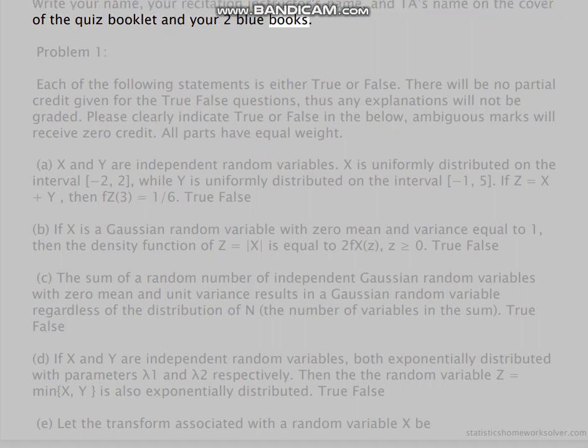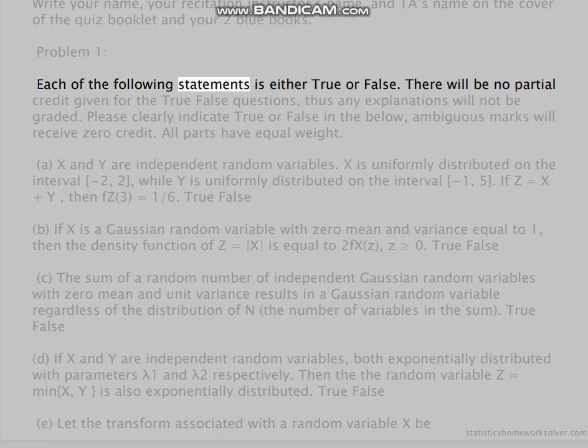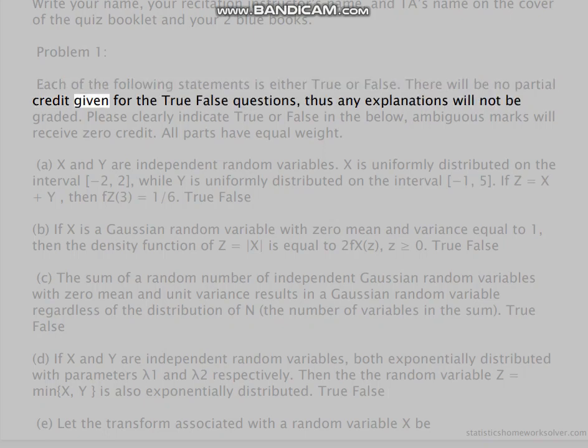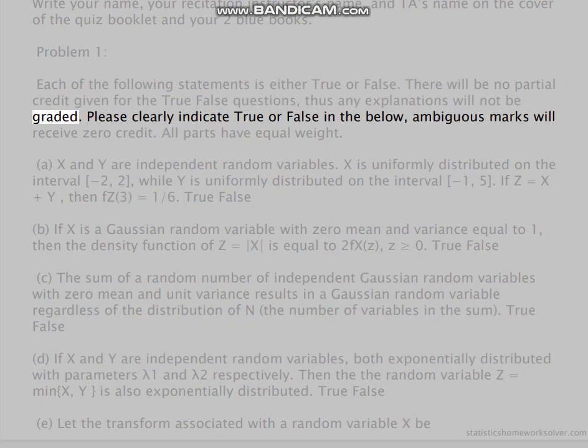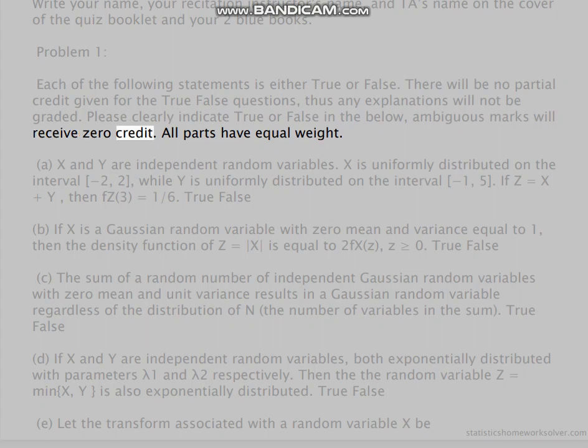Write your name, your recitation instructor's name, and TA's name on the cover of the quiz booklet and your 2 blue books. Problem 1. Each of the following statements is either true or false. There will be no partial credit given for the true-false questions, thus any explanations will not be graded. Please clearly indicate true or false in the below. Ambiguous marks will receive 0 credit. All parts have equal weight.